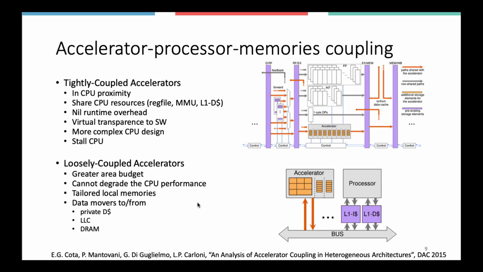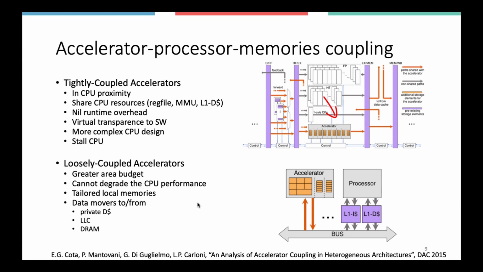Before giving more details about accelerators in ESP and Catapult HLS, I want to introduce a classification for accelerators for heterogeneous system on chip. We can classify accelerators according to how they couple with the processor and the memory. There are essentially two main classes of accelerators: tightly coupled accelerators and loosely coupled accelerators. Tightly coupled accelerators sit in the CPU proximity.